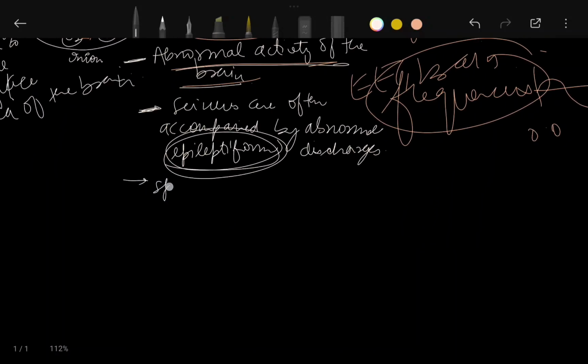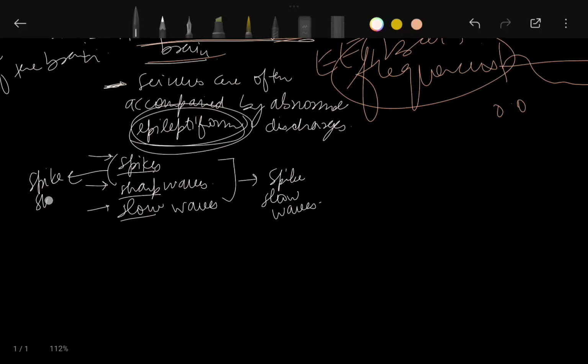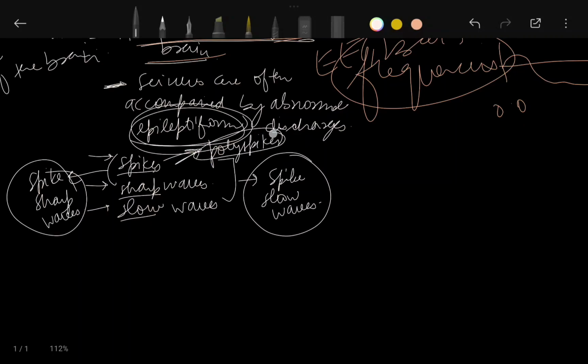Similar kinds of waves are also seen in seizures. They can be spikes, sharp waves, or slow waves. Just remember: spikes, sharp waves, slow waves. Now we can combine these and get other kinds of waves: spike and slow waves, spike and sharp waves, and they can be poly spikes also. These kinds of waves are seen.